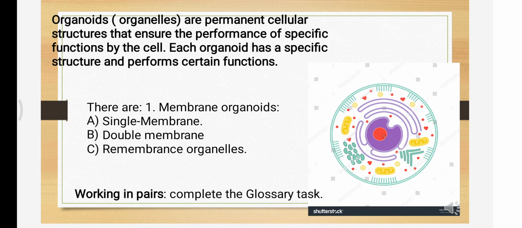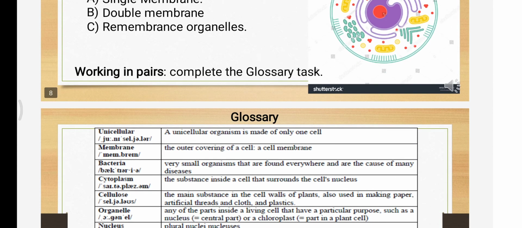And the next slide is about organoids. Organoids or organelles are permanent cellular structures that ensure the performance of specific functions by the cell. Each organoid has a specific structure and performs certain functions. There are A, non-membrane organoids, B, single membrane, and C, double membrane organoids or organelles.